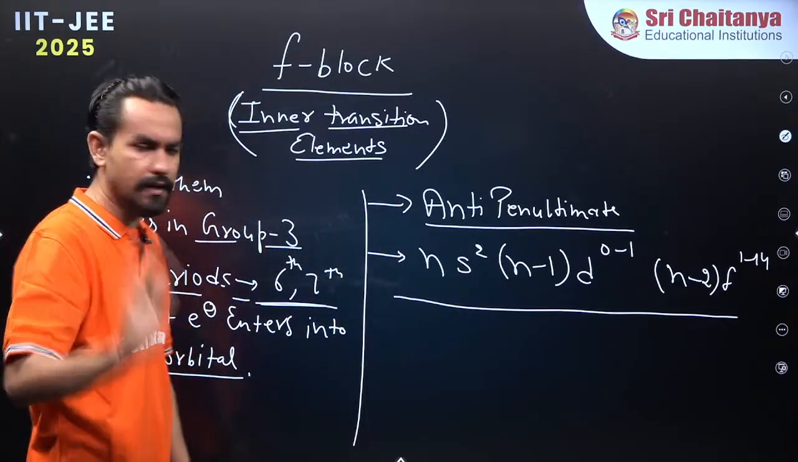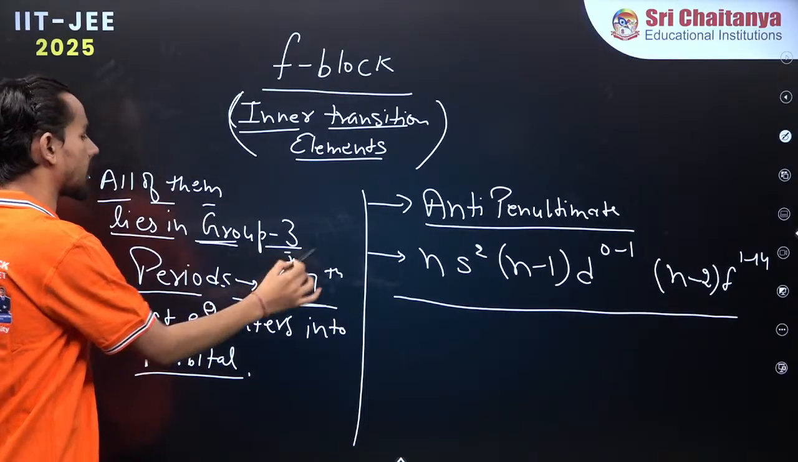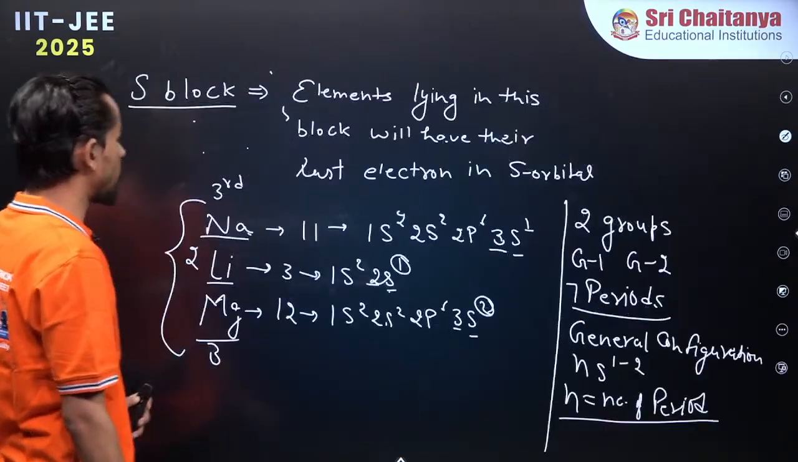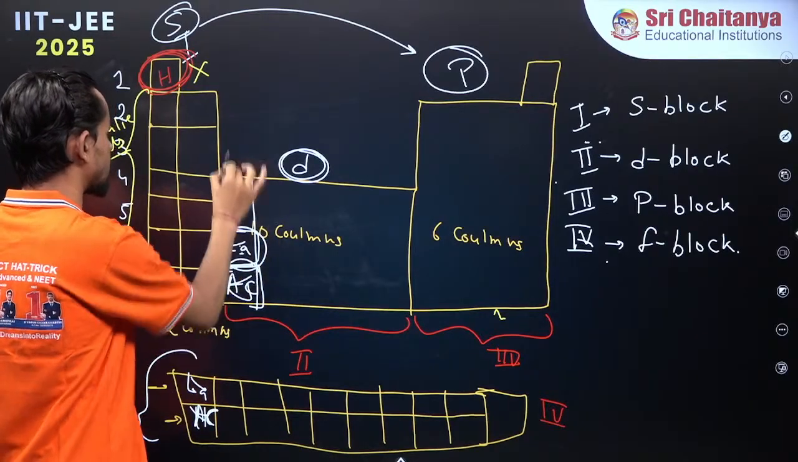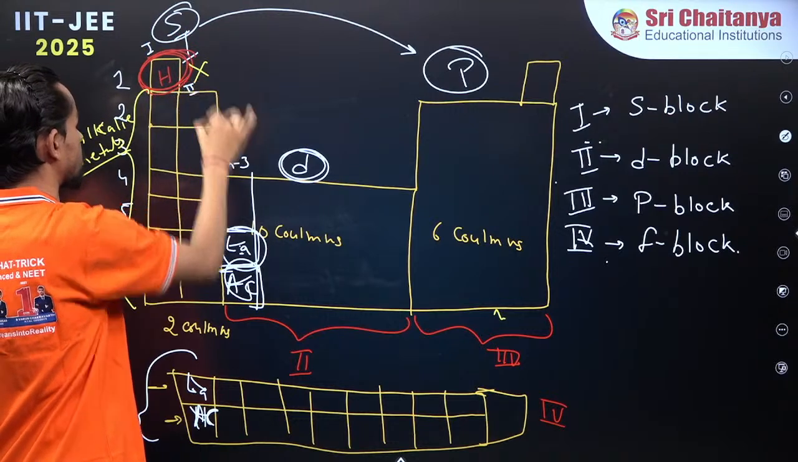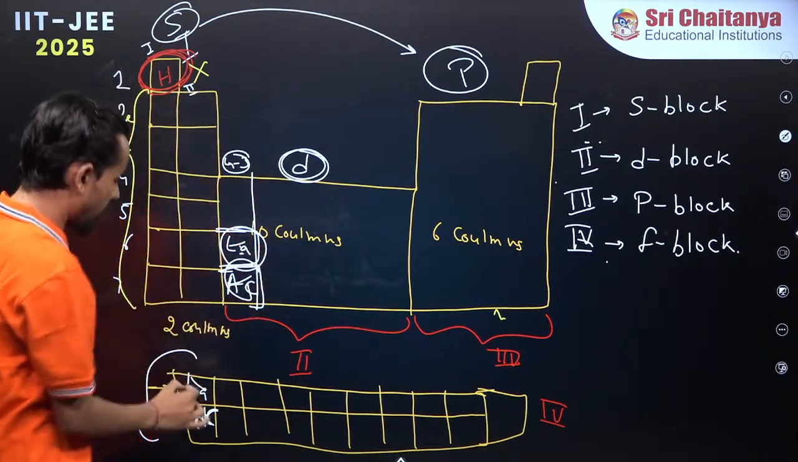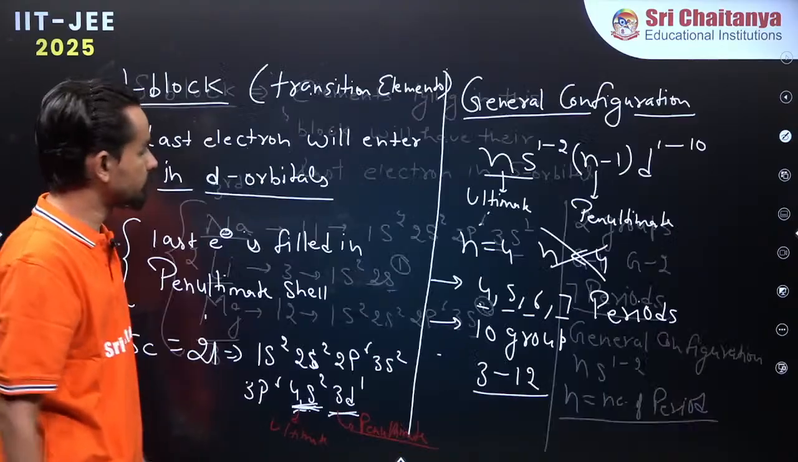Then the F block elements are known as inner transition elements because they lie inside the transition elements that we have already discussed. All of them lie in group 3. They are part of group 3 only, as I have told you. This is group 1, this is group 2, this is group 3, so that's why all of them are written here.